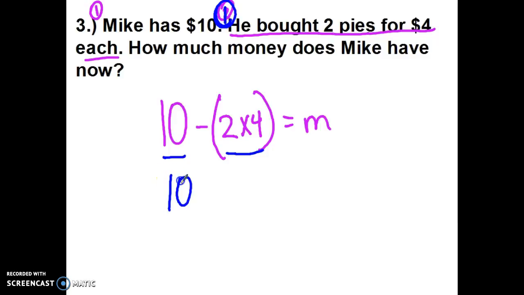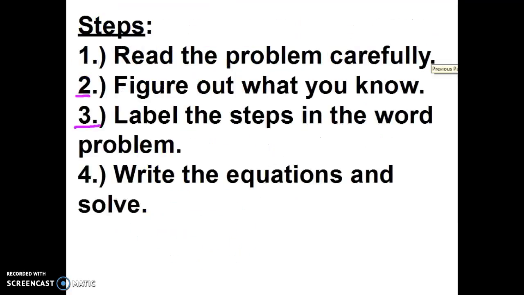Right, so we have 10 minus 2 times 4 is 8 equals m. And I know then that m is going to equal $2. Okay? So again, when we are looking at how to solve multi-step problems, I want to follow these steps, 1 through 4. I need to read that problem carefully, figure out what I know, start labeling the steps in that word problem, and writing the equations to solve. Okay, good job, you guys.